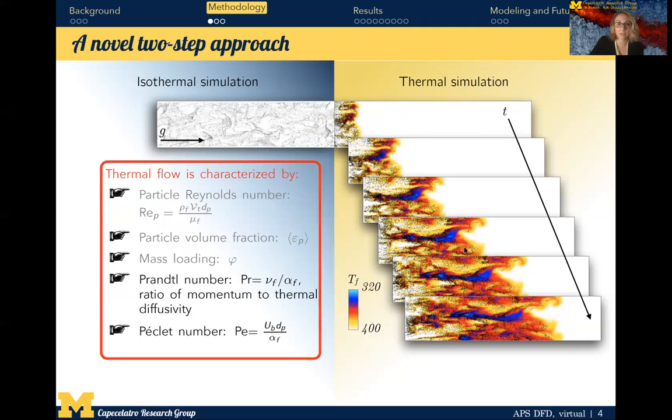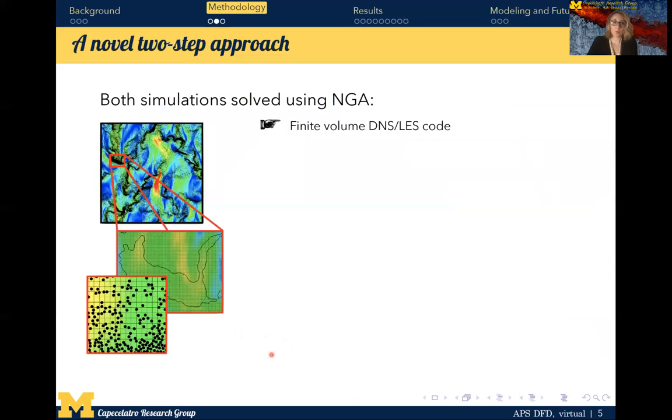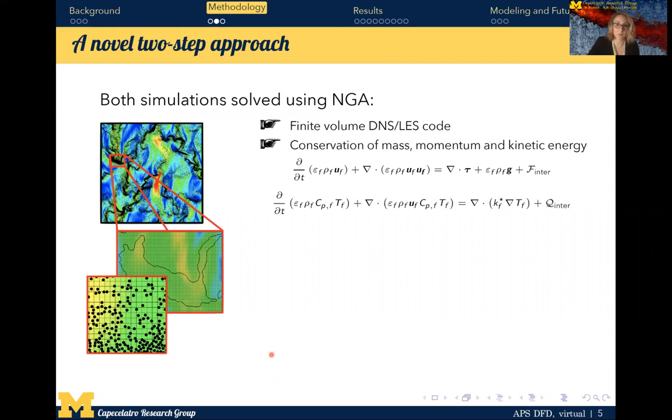The thermal flow, however, is characterized by the same three parameters as the isothermal simulation, along with two additional parameters: the Prandtl number, defined as the ratio of momentum to thermal diffusivity, and a Peclet number, defined by the bulk fluid velocity, the particle diameter, and the fluid phase thermal diffusivity. Both of these simulations are solved using NGA, which is an in-house finite volume DNS LES code that conserves mass, momentum, and kinetic energy, as shown here.